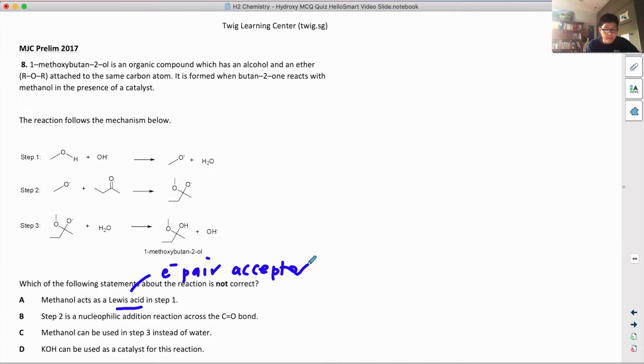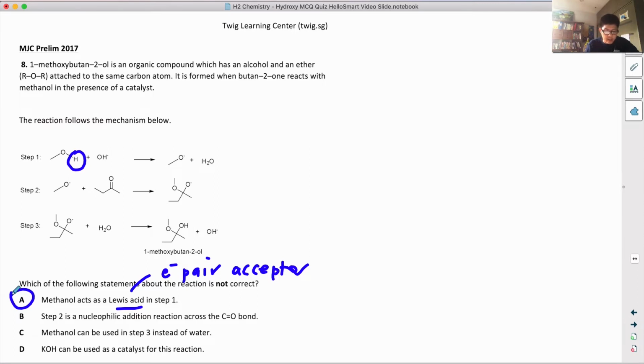In fact, it's not. This one here is more like it's donating the H plus, so it's more like a Bronsted acid. It's not really accepting a pair of electrons. So it's not a Lewis acid. So A is definitely wrong. It's not correct. So the answer is definitely A. Let's look at the rest to see whether it makes sense.